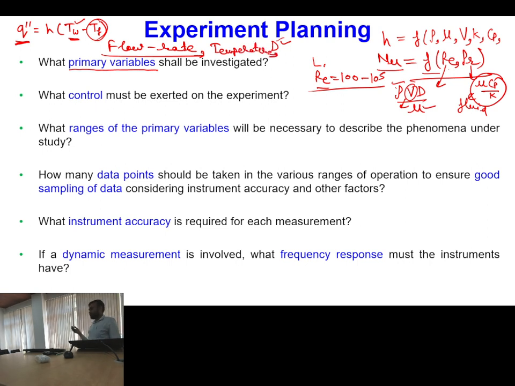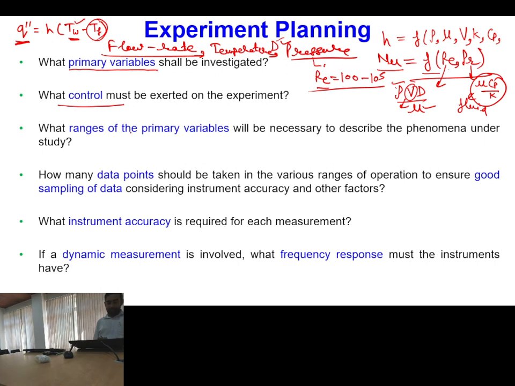Majority of the time, if my only interest is in heat transfer coefficient, then I may not be interested in pressure. But if I also want to calculate how efficient the pumping process is, then I may have to make measurements of pressure as well. So these are the parameters which we have identified. After that we need to see what control must be exerted on the experiment. In terms of control, whether I need a constant temperature experiment or a constant heat flux experiment, depending upon that I have to decide.